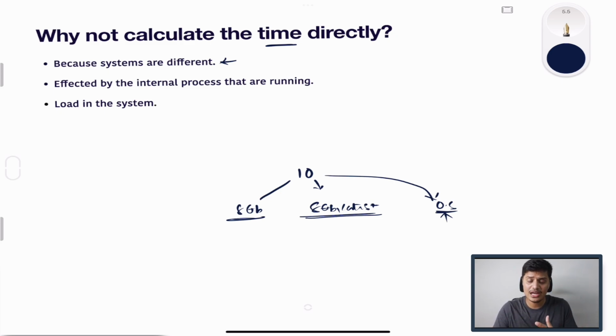So the amount of time taken by the implementation that I am doing is different in different systems. If it is different in different systems, how can we generalize and say it is going to take X units of time directly, right? So that is the first reason why we don't rely on the calculation of the time directly.